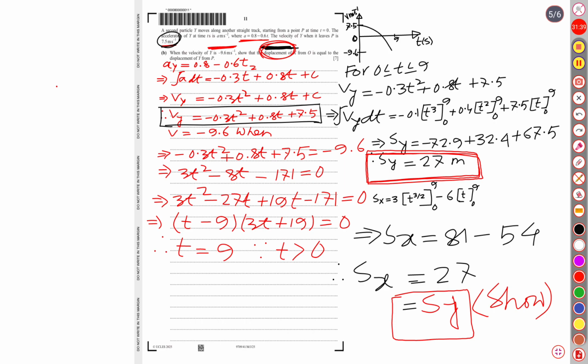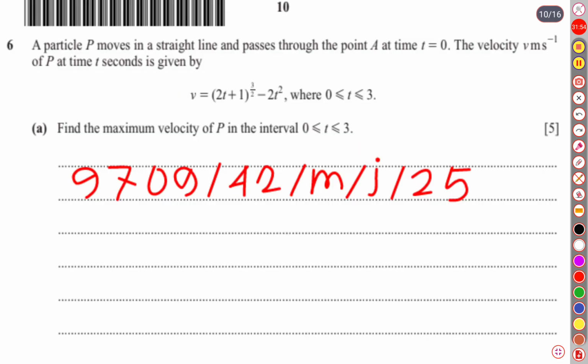Let's see the next question. The next question under the same topic has been selected from paper 9709/42 for the session May June 25, and it says a particle P moves in a straight line and passes through the point A at time t equal to 0. The velocity v meters per second of P at time t seconds is given by v equal to (2t plus 1) raised to 3 over 2 minus 2t squared, where t is from 0 until 3 seconds.